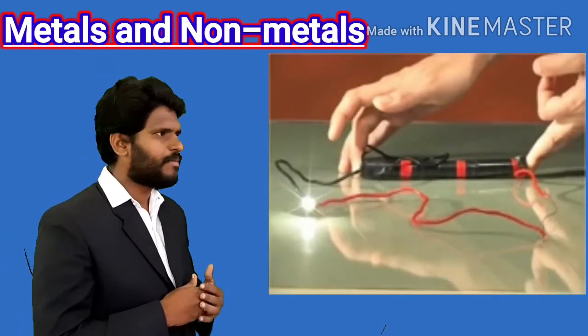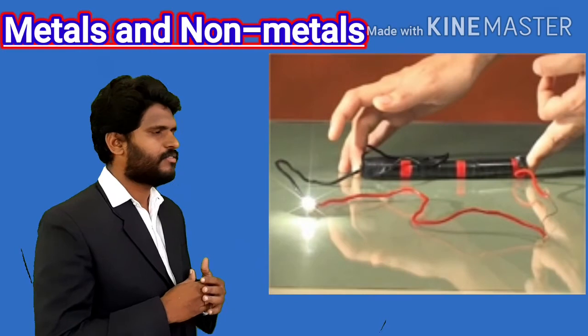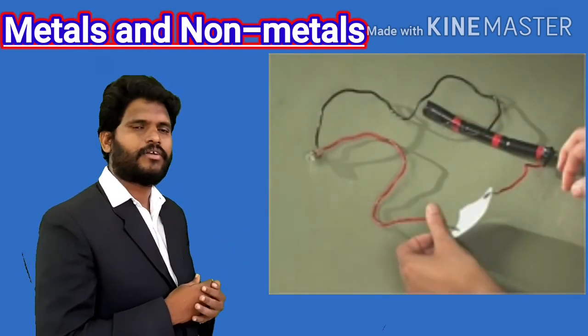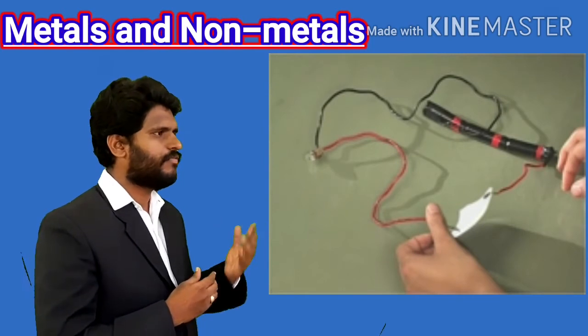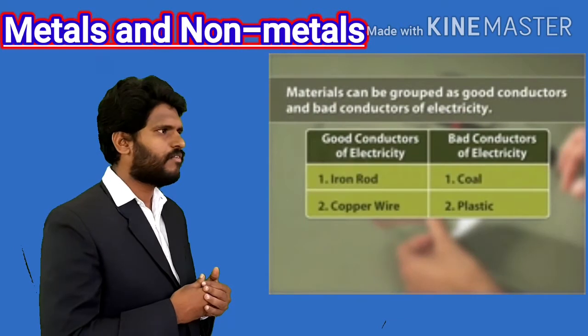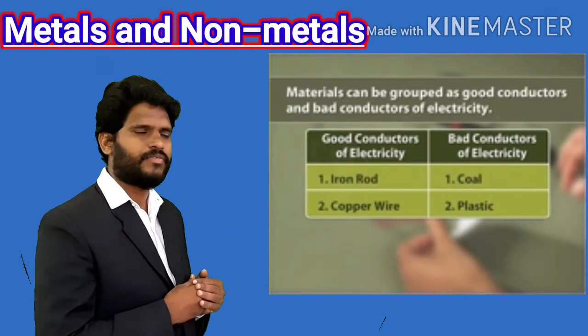Next we will do the same experiment with the copper wire. We can observe the glowing of the bulb. That means copper is a good conductor. Next, if we do the same experiment with the plastic, we cannot observe the glowing of the bulb. That means it is poor conductivity.